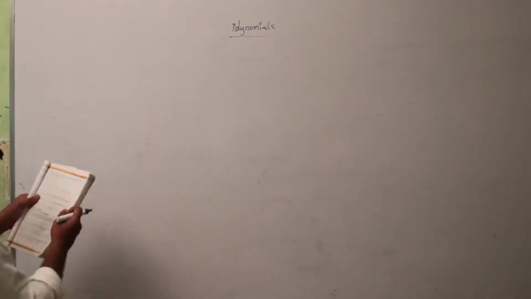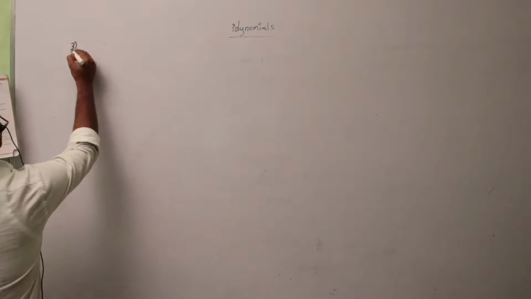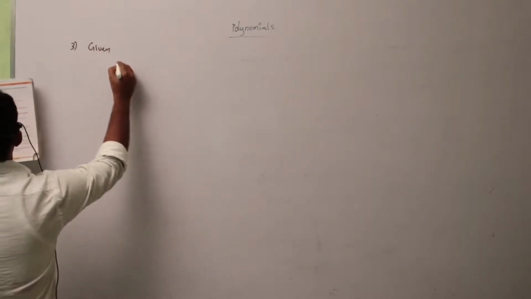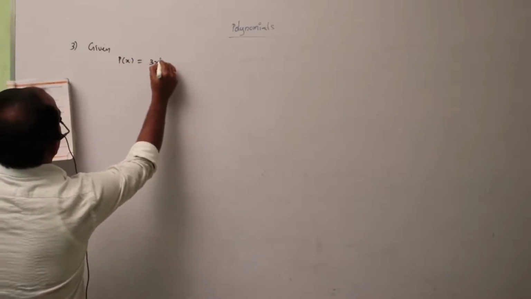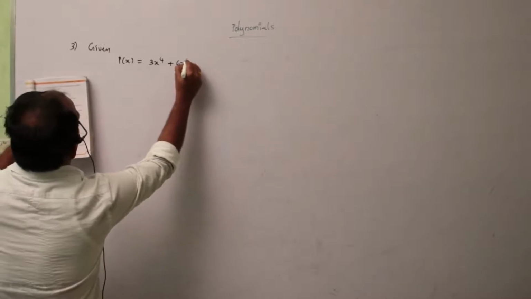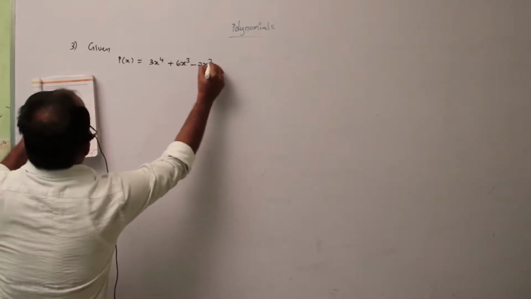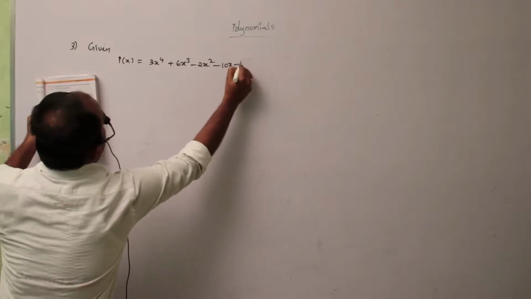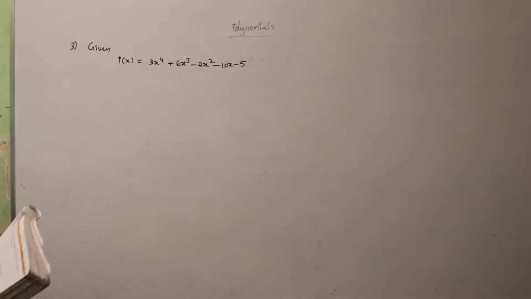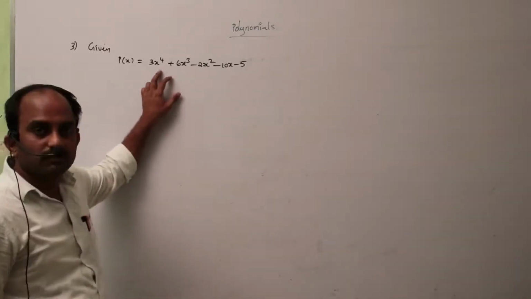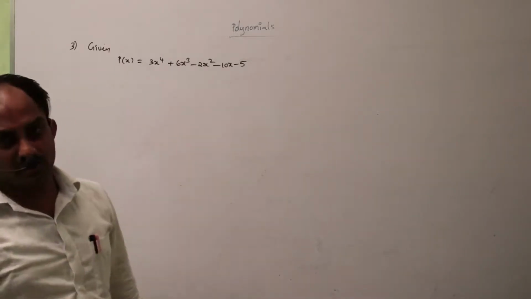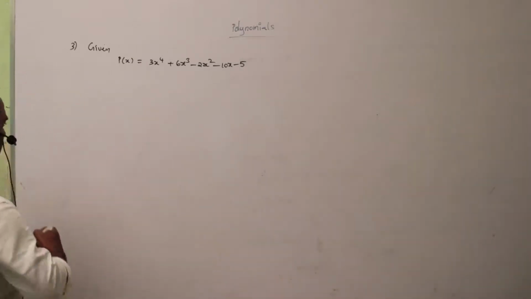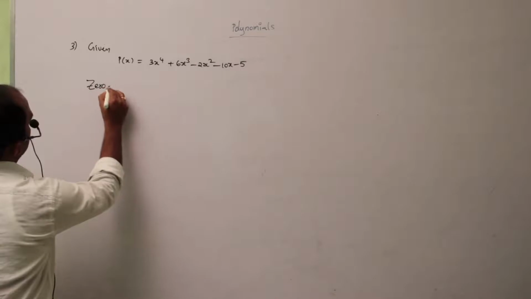Next we see another problem. Here the given polynomial is p of x equal to 3x to the power of 4 plus 6x cube minus 2x square minus 10x minus 5. If you observe the given polynomial, its degree is how much? 4. That means this is a biquadratic polynomial. A biquadratic polynomial has how many zeros? At most 4 zeros. But in the question only 2 zeros are given.